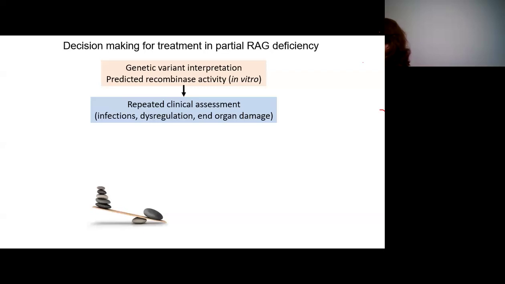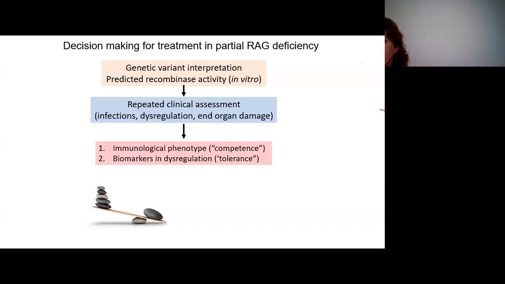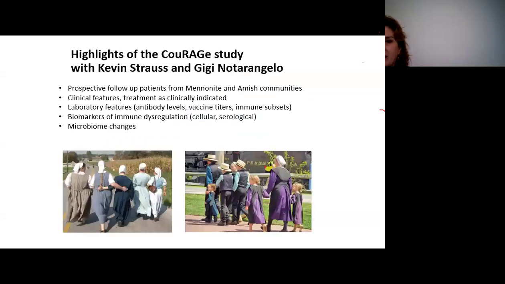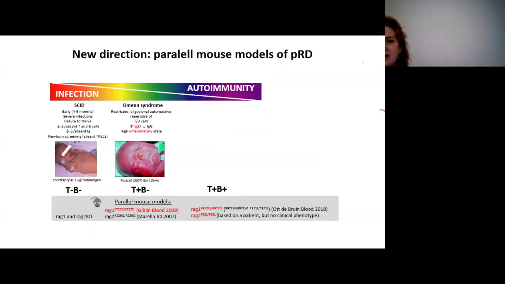So what I propose currently in RAG deficiency in my field is that you have a genetic variant and you predict the recombination activity, but then you have to repeatedly assess the patient clinically regarding infection, dysregulation, and organ damage. You do this immunological phenotyping and biomarker assessment, and then you decide: if the patient is well, you just keep on monitoring, and if the patient is unwell, then you go to immunoglobulin replacement therapy and bone marrow transplantation. And we are now working on a prospective study to evaluate these markers more in a controlled fashion.